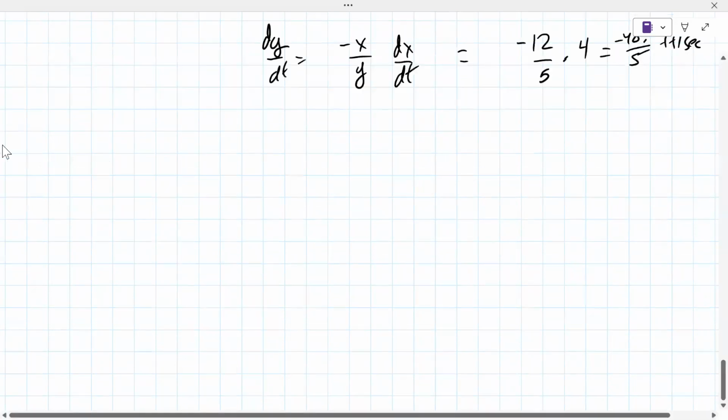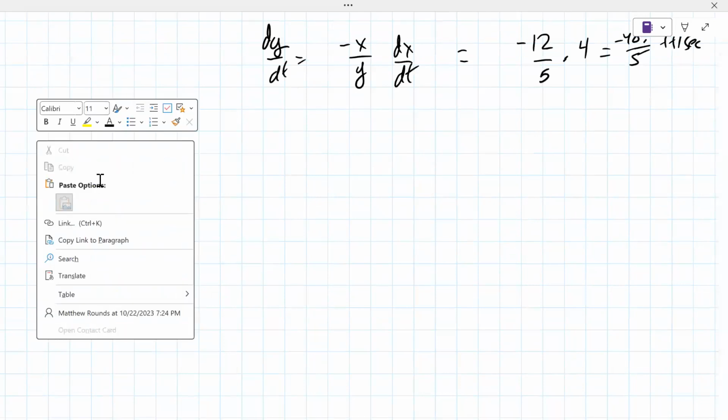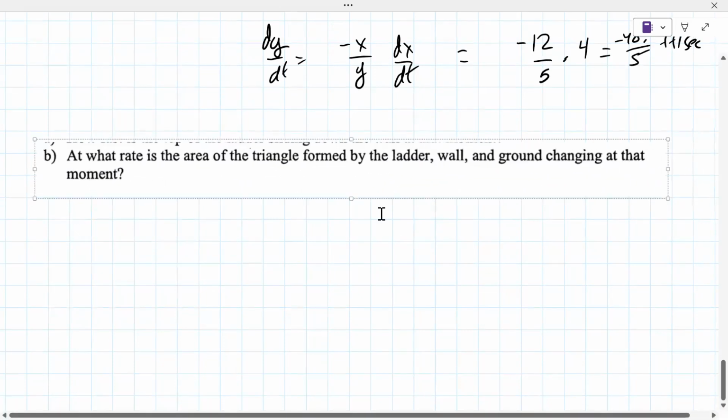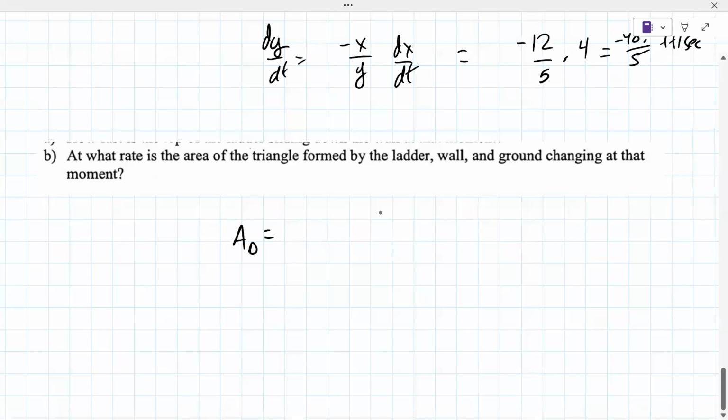And they want the rate of change of the area of the triangle. So you have to be able to write the formula for the equation of area. So the area of a triangle, as you know, is 1/2 base times height. The base is x and the height is y.